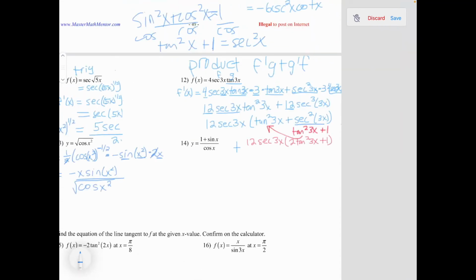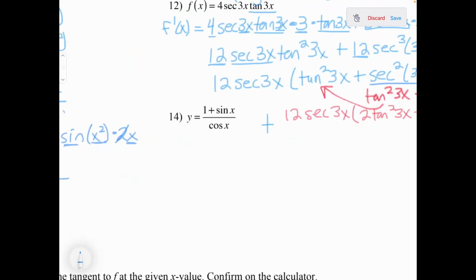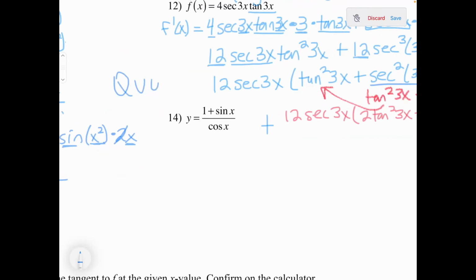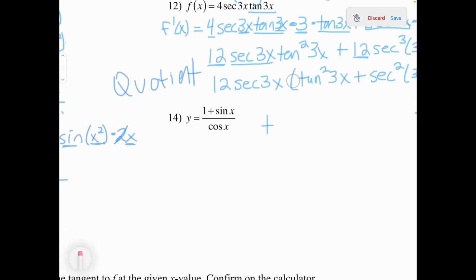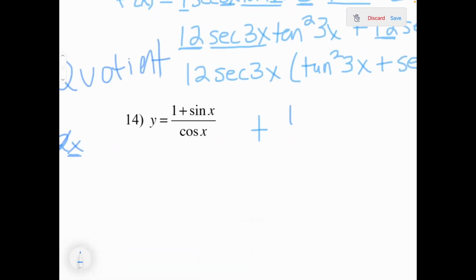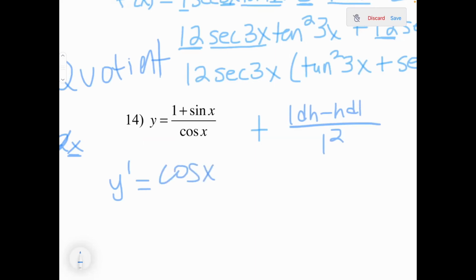Number 14 is going to use quotient rule, because we do have a quotient, and there's not much we can do to change that. We could possibly rearrange it to make it power rule, product rule, I guess. But probably just a good idea to just go ahead and do quotient rule. We got low D high minus high D low all over low squared. So y prime, the low is cosine x.